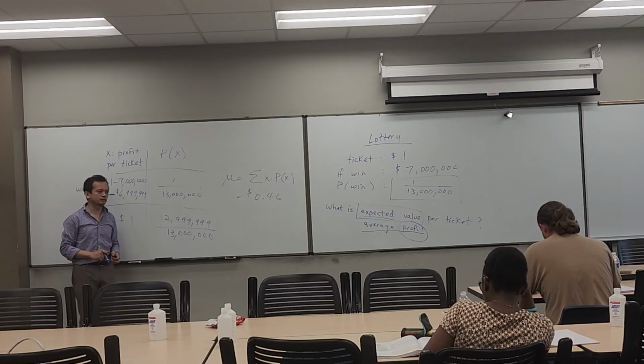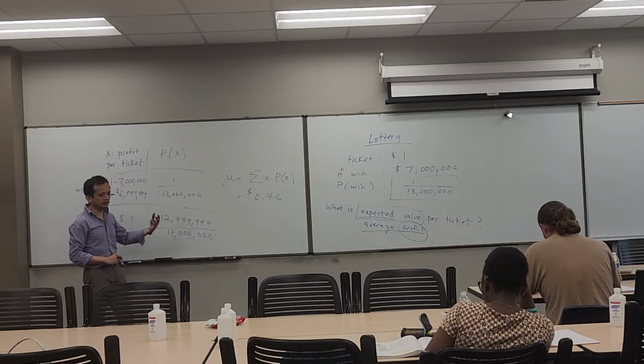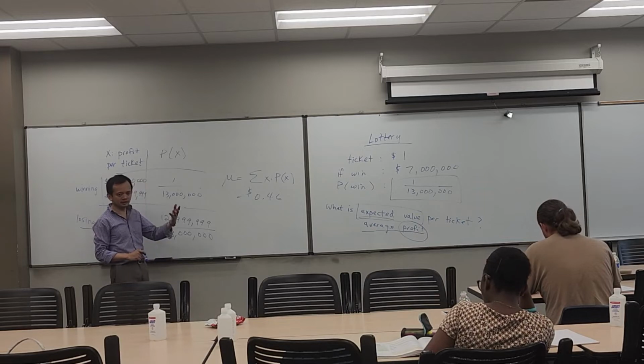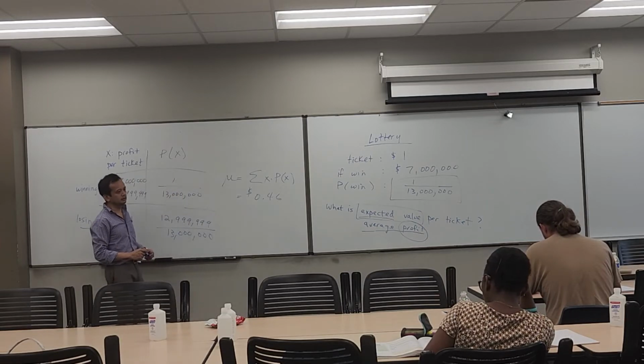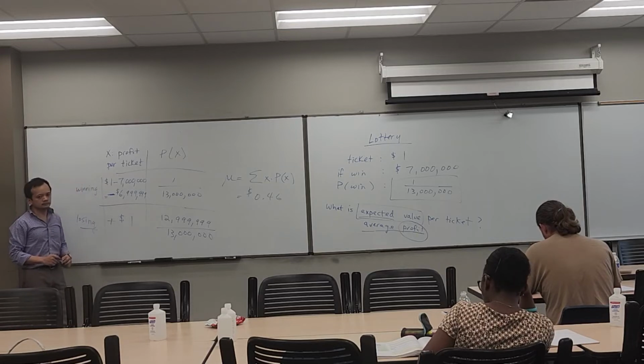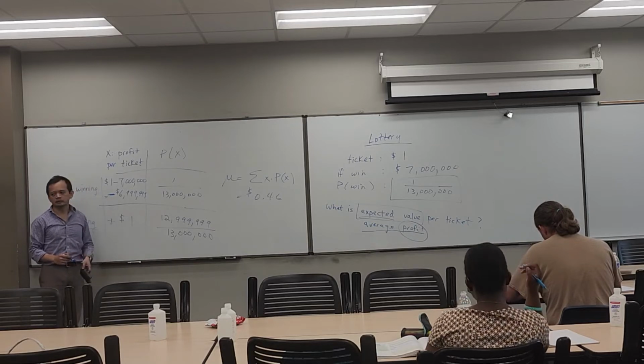Any questions? So again, if the government sells lots of tickets, if it sells 10 million tickets, it's going to make 10 million times 46 cents a ticket. Any questions?